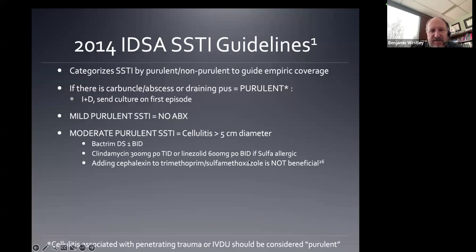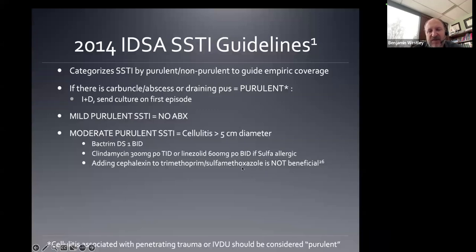Bactrim or clindamycin have typically been given, and there's a head-to-head study on Bactrim and clindamycin I'll also mention. Now, a lot of us are using linezolid 600 milligrams twice a day because it's generic, it's cheap, it's well tolerated, very effective. Adding cephalexin to trimethoprim sulfa is not beneficial.